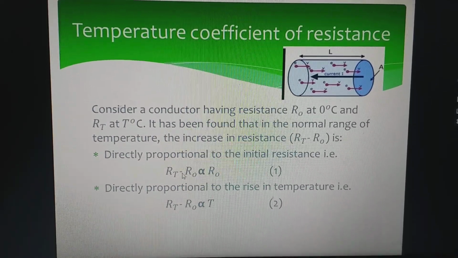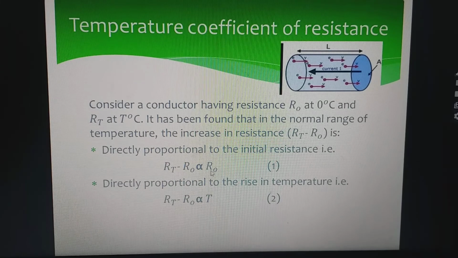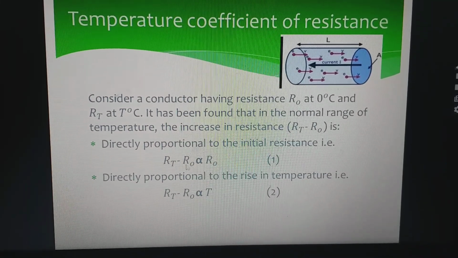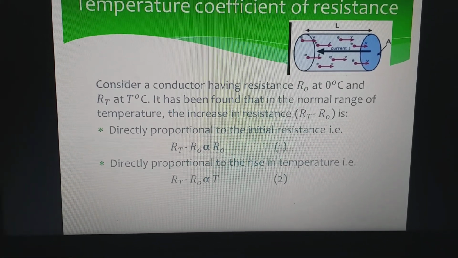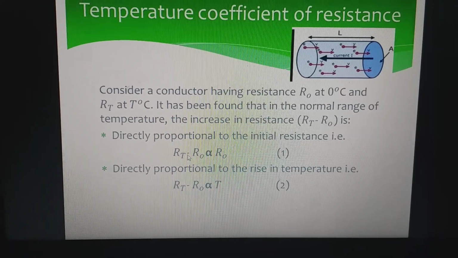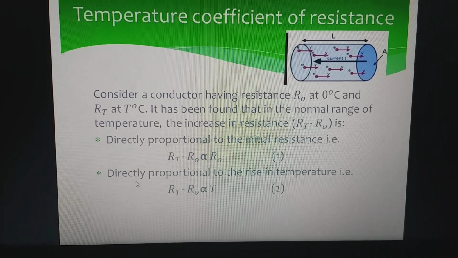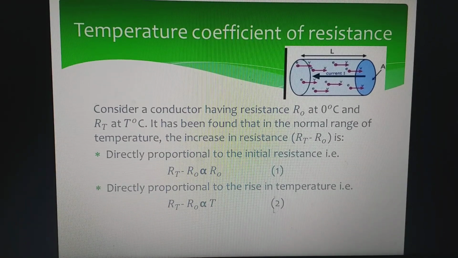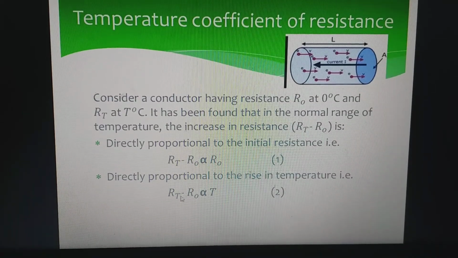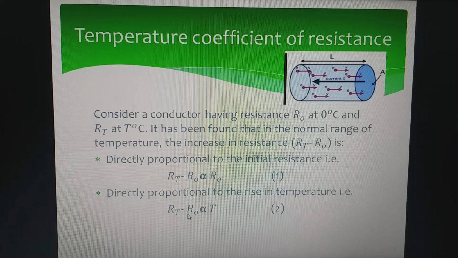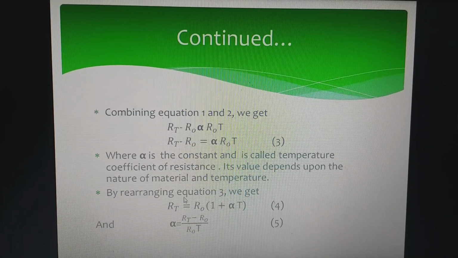Greater the difference, the more would be the initial resistance. So it depends upon the initial resistance: greater the initial resistance, more would be the difference in the resistance. Secondly, it is directly proportional to the rise in temperature. Definitely, greater the temperature rise, greater the change in temperature, more would be the change in the resistance.